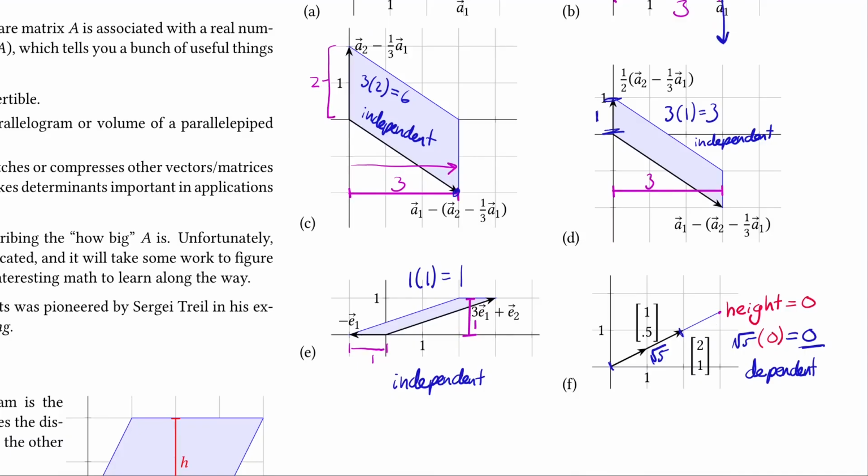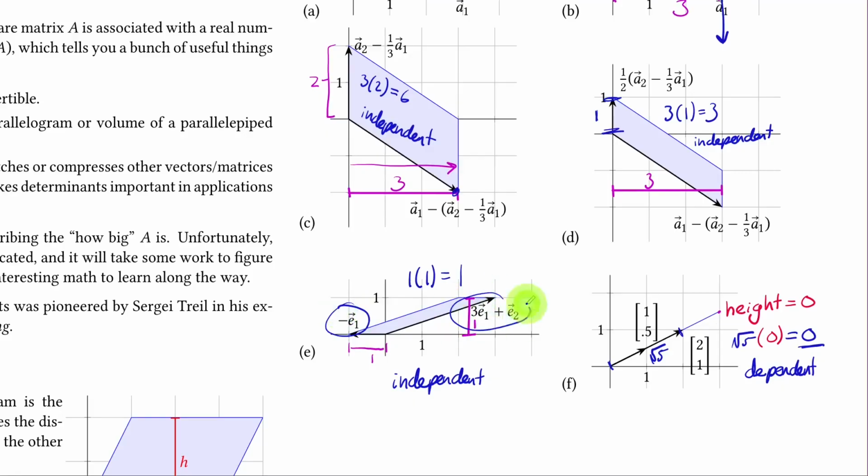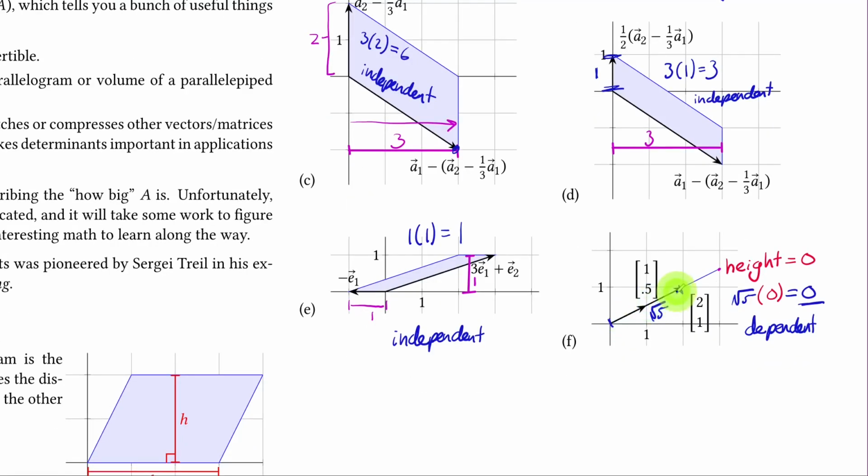Now, here are two linear combinations of E1 and E2. The area of this one is 1. And yeah, these are linearly independent. All of these are linearly independent except for D, where the two vectors lie on the same line through the origin. And if that is true, that gives you a volume of 0. The parallelogram is just a line segment, and so the area is 0.